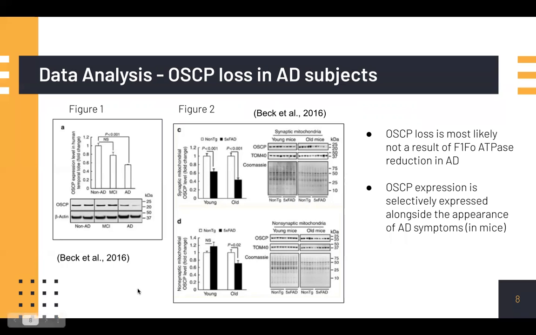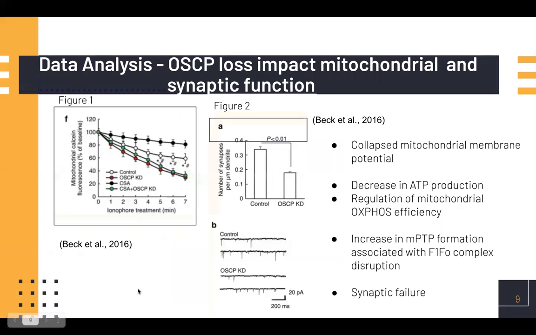This finding implies that OSCP loss is most likely not a result of F1F0 ATPase reduction in Alzheimer's disease. As shown in Figure 2, synaptic mitochondria in amyloid beta-rich environments are more vulnerable to OSCP loss when compared to non-synaptic mitochondria. Alongside this, the other subunits in F1F0 ATPase had expression levels which remained unchanged, indicating that OSCP expression is selectively altered alongside the manifestations of Alzheimer's disease symptoms in the mice.